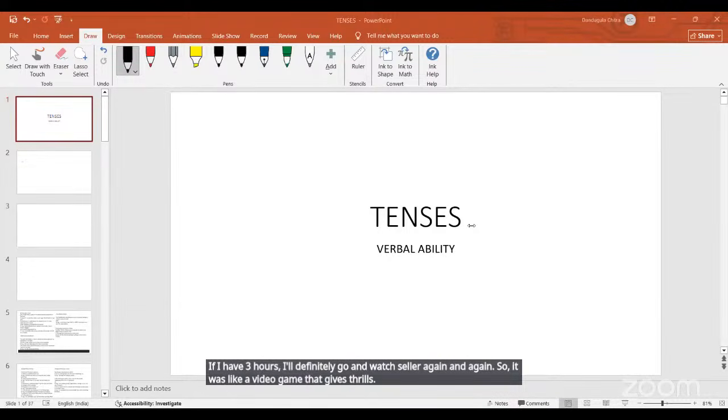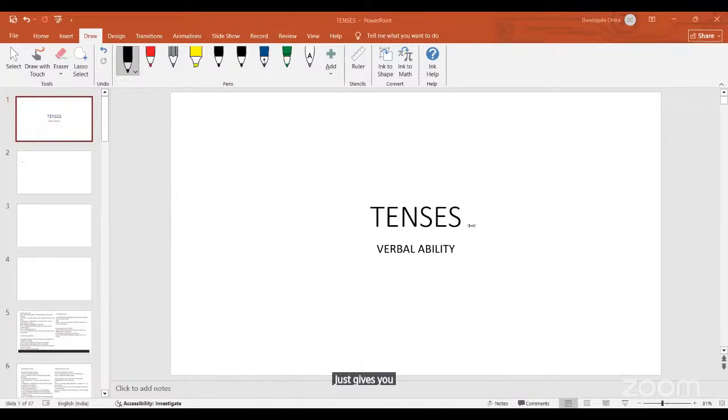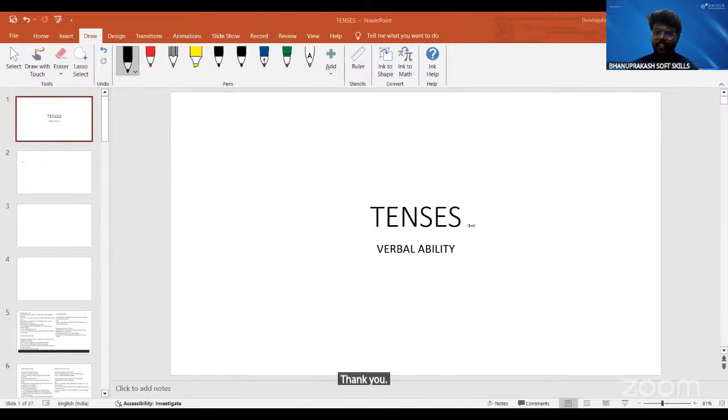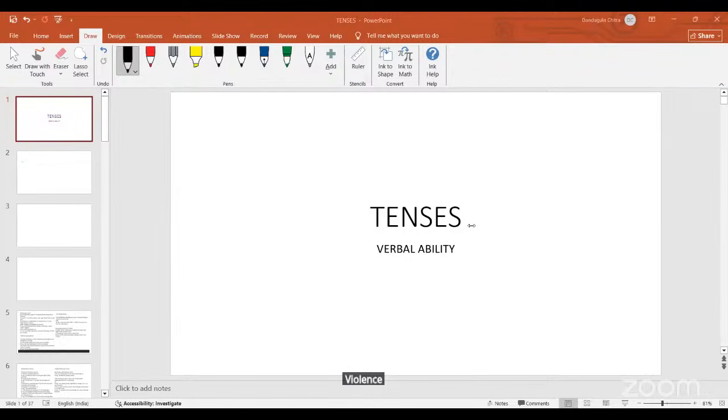There was intense background music and build up before every fight scene, just gives you goosebumps. I really love Prabhas in that movie, and I really love the blood and the way it was portrayed by Prashanth Neel. Thank you. You really love the blood, violence? A bit, sir. A bit. Okay. Thank you.